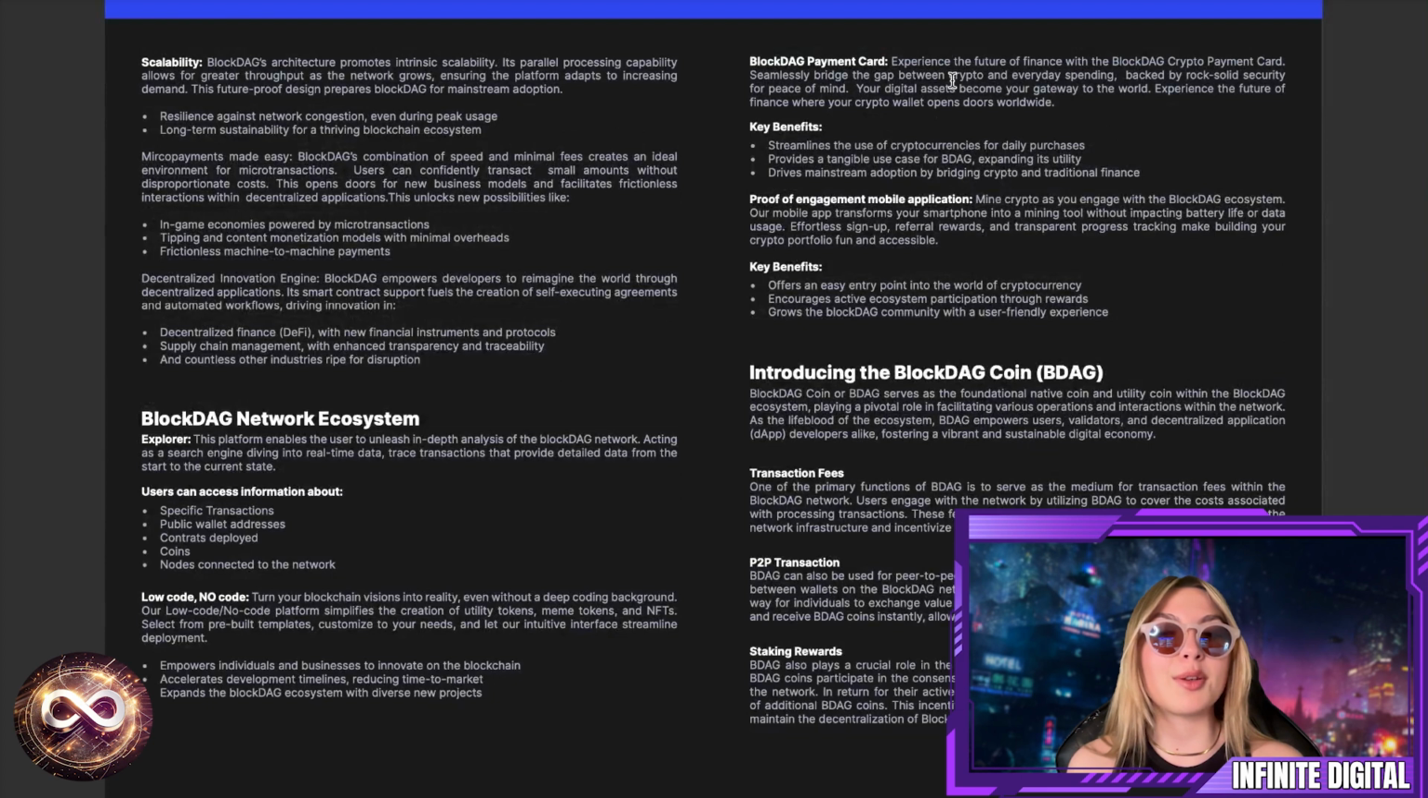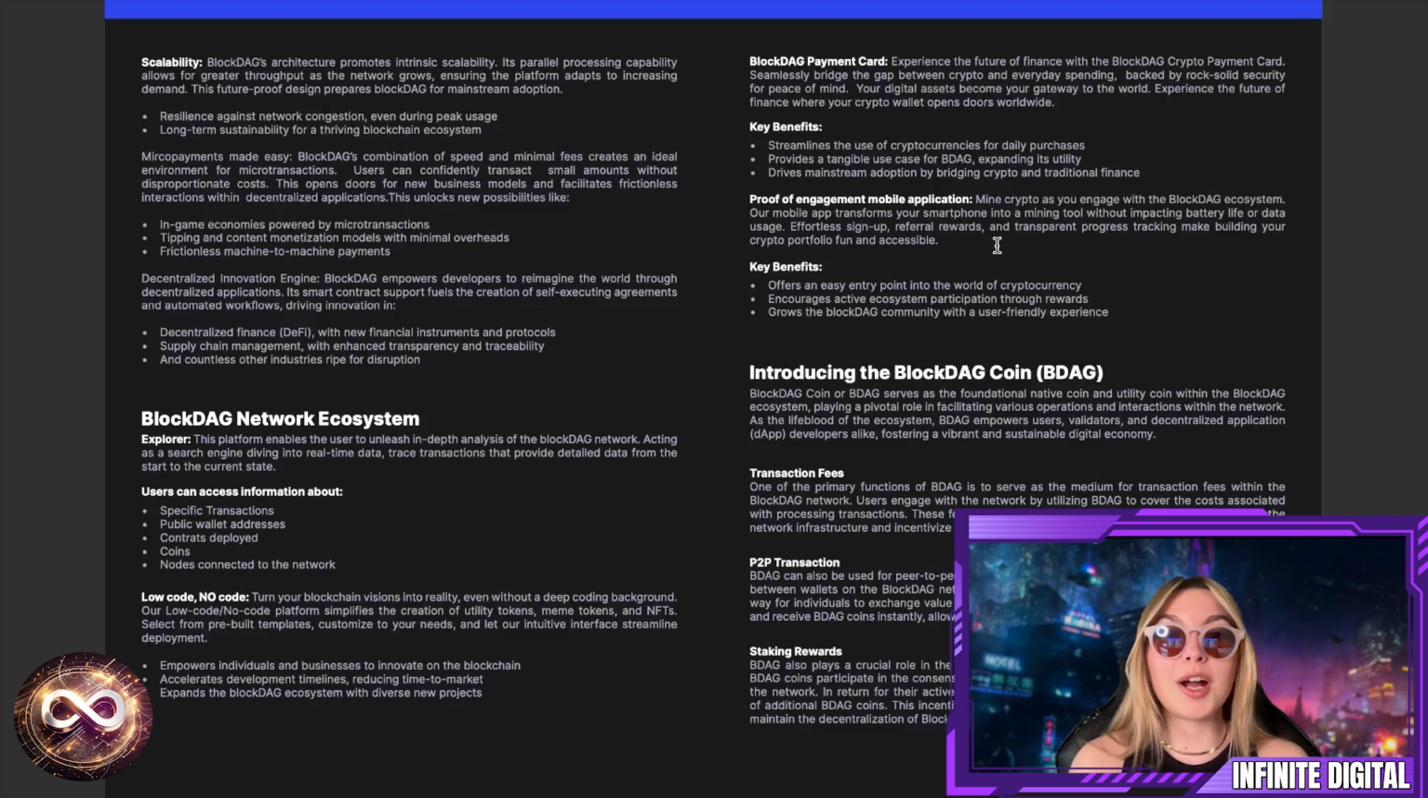So the platform enables the user to unleash in-depth analysis of the BlockDAG network, acting as a search engine, diving into real-time data and tracing transactions, providing detailed data from the start to the current state. So once again, step by step, users can access information about specific transactions, public wallet addresses, contracts deployed, coins, and nodes connected to the network as well. Down below, also low code, no code basically, so that is one of the things that they're implementing.